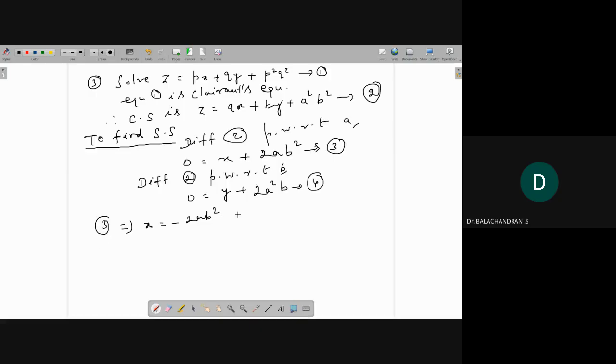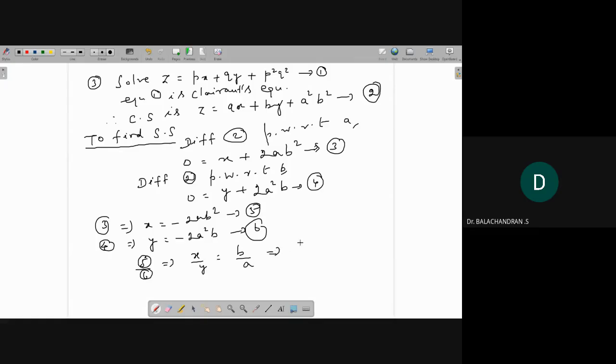Similarly, equation 4 implies y equal to minus 2a square b. This is equation 5 and 6. So now 5 divided by 6. So that means x divided by y. So x divided by y is b by a.